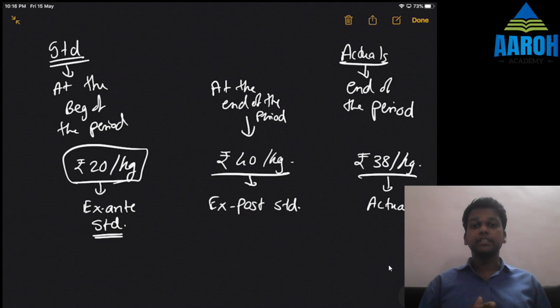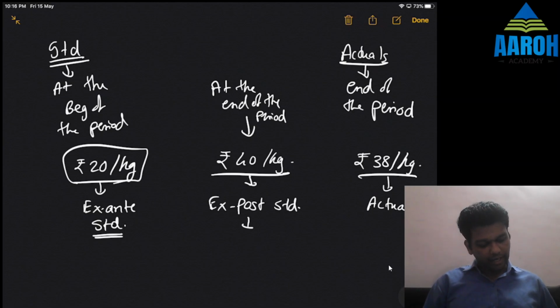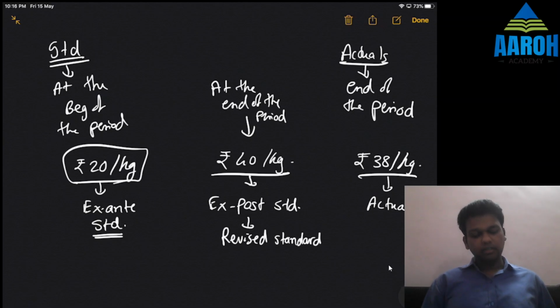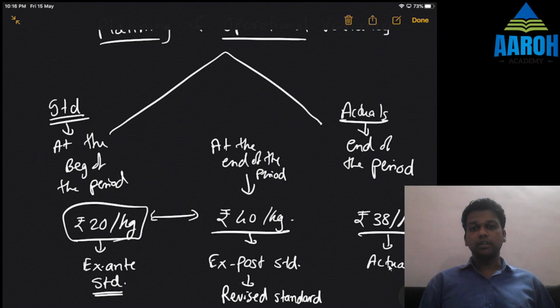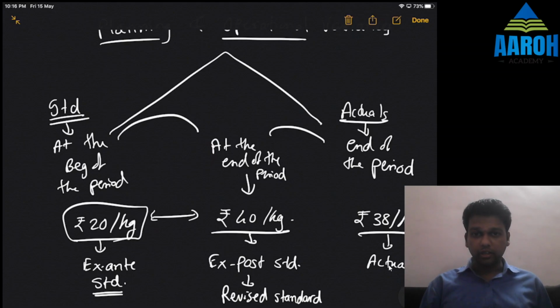That is the standard which is calculated at the end of the period. Okay, we'll try to revise this standard, so we can also call this a revised standard. And then we'll compare this revised standard with the actual figure to get the actual variance which can be allocated to the purchase department. Okay, not this 20 to 40 difference. Now, in traditional variance we take the difference between these two, right? So in planning and operational, we'll divide that difference and we'll take the difference between these two first and these two later. That's all.